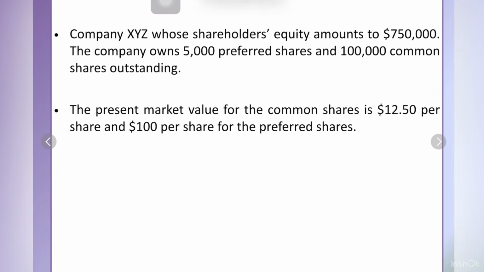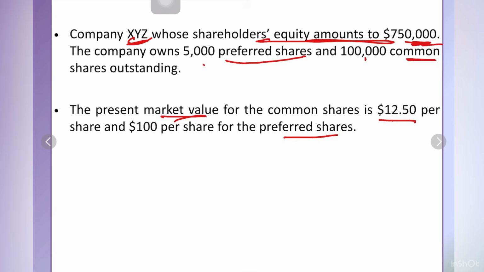I have taken one of the examples of XYZ Limited. Over here it says that the value of shareholders' equity is $0.75 million. Then we have shares in terms of preferred shares and common shares. We have 0.1 million common shares and 5,000 preferred shares. Further, we have the market value of both the shares. For common shares it is 12.5 per share, and 100 per share for the preferred shares.